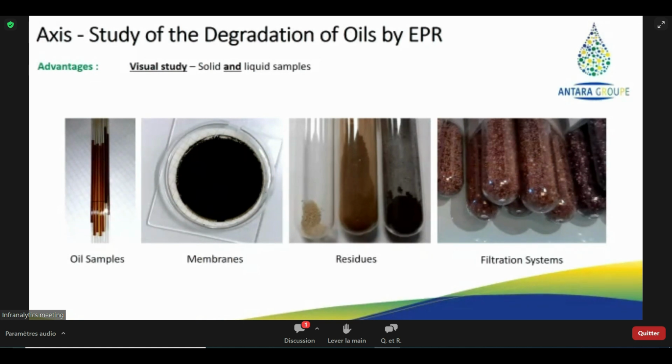Another thing is that with EPR, you can do a visual study of the oil degradation, because you can study liquid and solid samples. For example, we can do analysis on oil samples, which show you what appears in the oil or what disappears from the oil after a treatment. But you can also do EPR analysis of different filtration systems, for example a membrane, where you get a residue, but also the filtration system itself, and you can see what has been retained from the oil. Then you can also analyze the residue, which is basically everything which crashed out from the oil. This is really interesting, because you can see the whole picture of the oil degradation.